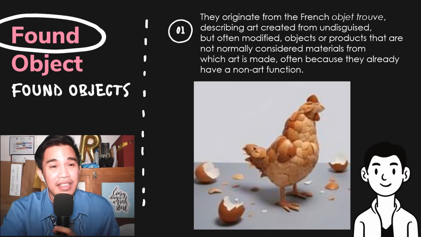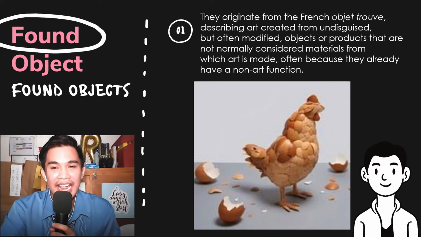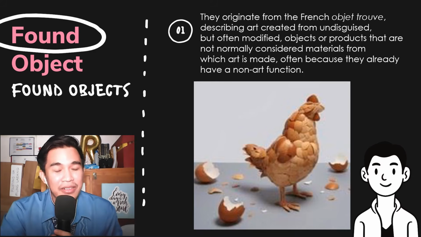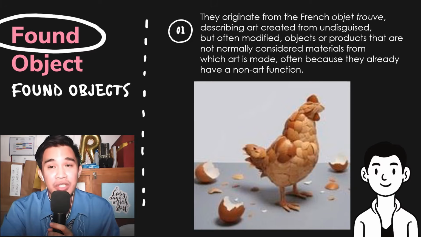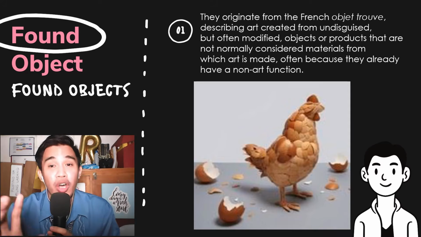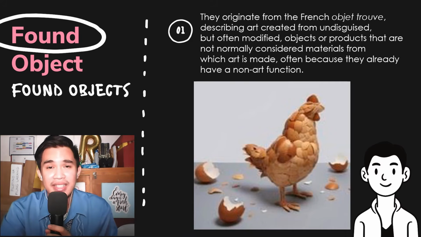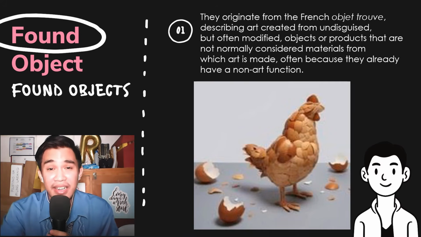Next type is the found objects. So this found object is very interesting, and I guess anyone can do this one in their house. And when we say found objects, this originated from the French object trouvé, which is describing art created from undisguised but often modified objects or products that are not normally considered materials from which art is made, often because they already have a non-art function.